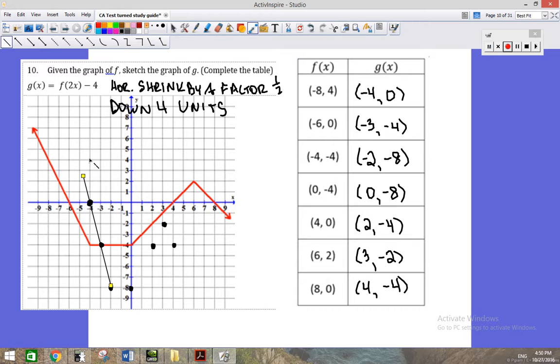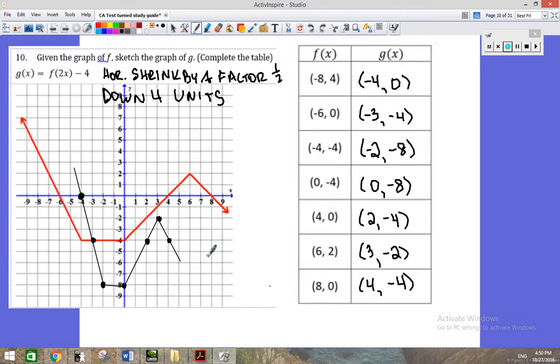So this guy got shrunk in and pushed down. This horizontal line squeezed in, then got pushed down. So it's not as wide as it used to be, and it's below where it used to be. Then this point got shrunk. Instead of being out at 6, it's out here at 3. And then it got pushed down 4 units. This isn't very horizontal there. All right, so I hope that helps with problem number 10.